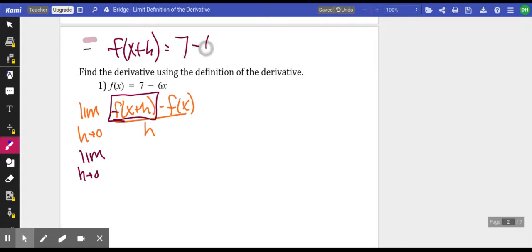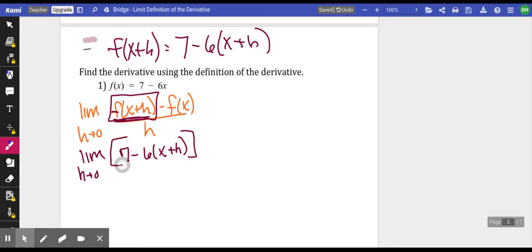So 7 minus 6 times x plus h. Notice when I substitute, I am using parentheses. So that's what's going to go in place of this piece: 7 minus 6 times x plus h. In fact, I'm going to put brackets around that first section and then minus. Now I'm just going to rewrite whatever f of x is, and again, I'm going to put brackets around that.